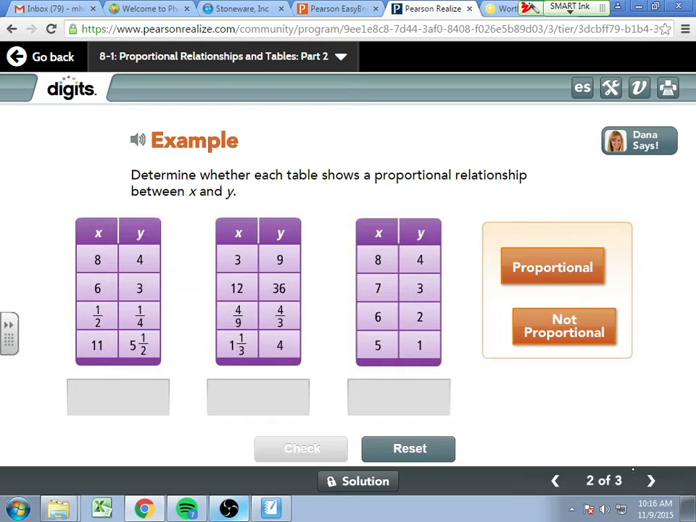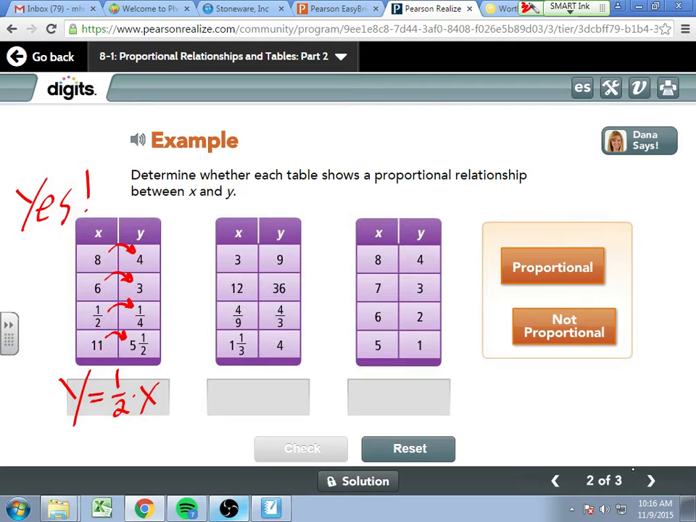If they're not proportional, do we just write no? Yeah, you just write no. All right, Noah. For the second one on your page, on the left of the smartboard here. Yes, and then what is our equation? How does y compare to x? Times 0.5. Yeah, so we could say y is 1/2 of x. 4 is half of 8, 3 is half of 6, a fourth is half of a half, and 5.5 is half of 11.